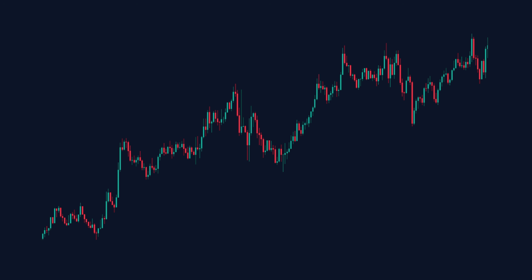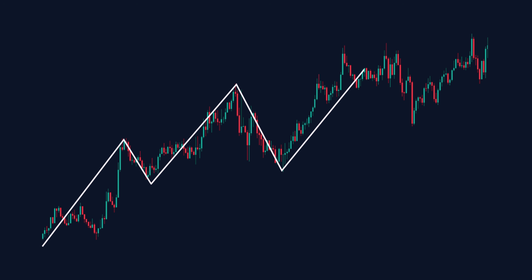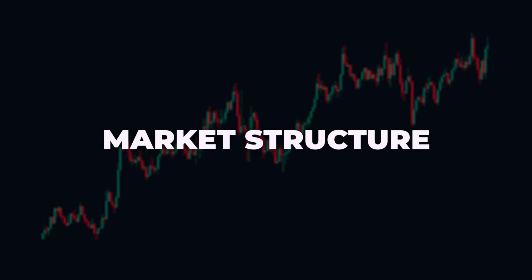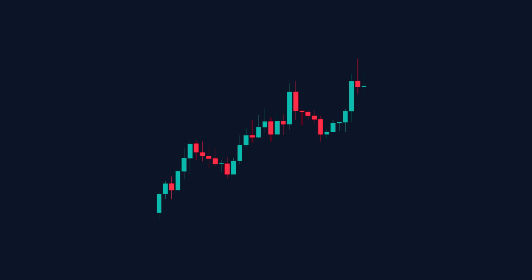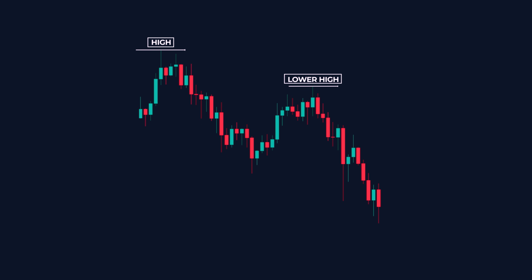Before using any strategy, you first need to understand the market's direction. That starts with market structure. Market structure describes how price moves and helps traders understand the market's direction. An uptrend forms when price creates higher highs and higher lows. This means buyers are in control, continuously pushing price higher over time. A downtrend forms when price creates lower highs and lower lows. This shows sellers are dominating the market and pushing price lower.